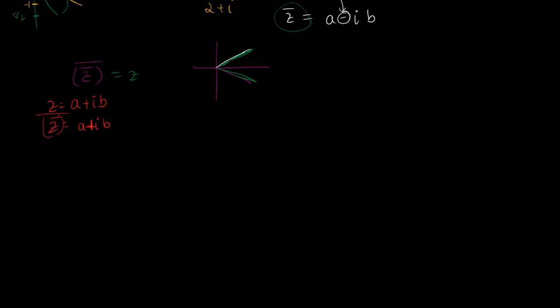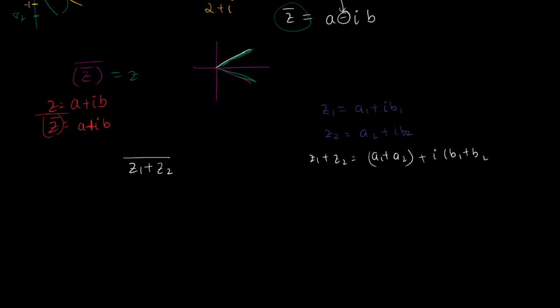If you added two complex numbers, z1 plus z2, what would be its conjugate? You can work this out. If you took z1 to be equal to a1 plus ib1, and z2 to be equal to a2 plus ib2, then the sum of these two is z1 plus z2 equal to a1 plus a2 in the real part, and i times b1 plus b2. And if you took the conjugate of that, you are just changing the sign of the imaginary part, so instead of the plus, you put in a negative.